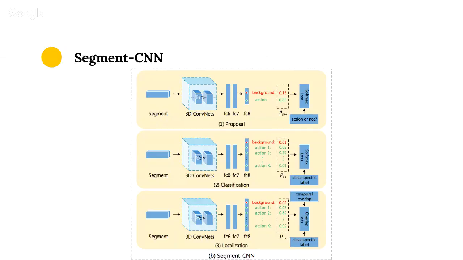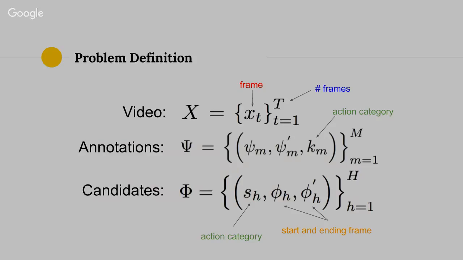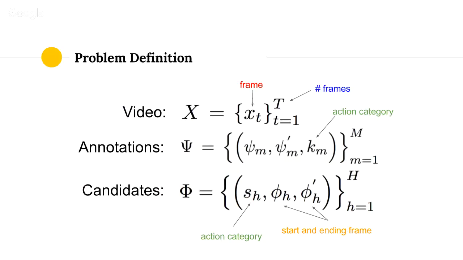The localization network is the same as the classification one, but they add a new loss function to improve the results and get the segments which have more overlap with the true annotation on the video. So that's the main goal of the Segment CNN they propose. And also, after all, they add some post-processing to remove the less meaningful segments and so on. So, well, that's the overview of the approach.